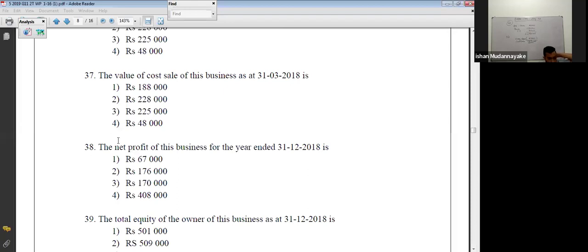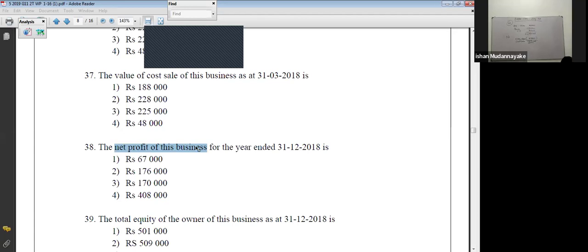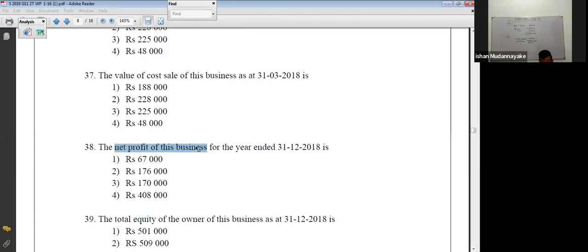No answers. What's the answer for question 30? The net profit of this business for the year 31st December 2018 is. What's the answer for this question? And what's the answer for question 38, the net profit of the business? Calculate net profit. The second one. Right, okay.